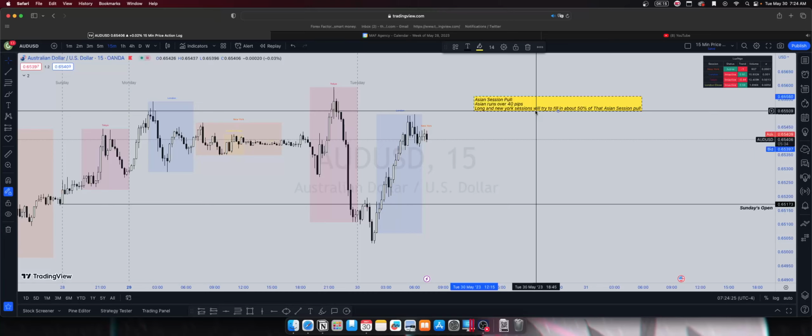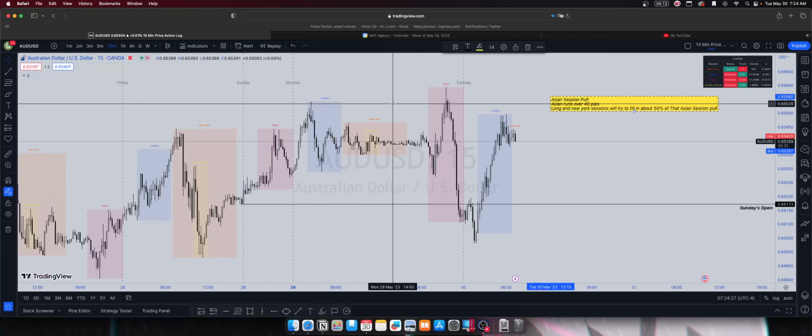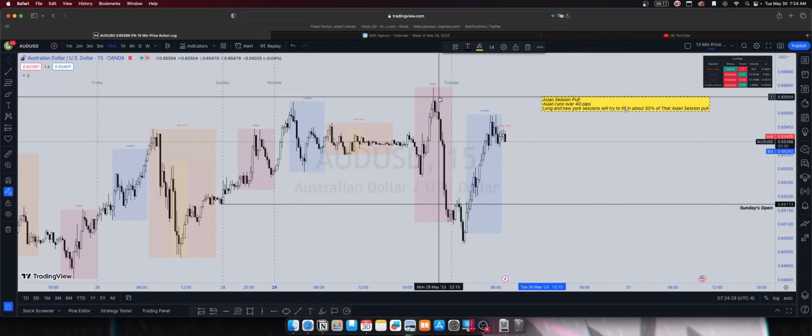The reason why Asian session pulls normally happen is to sweep some kind of liquidity that hasn't been swept, or correct something that was supposed to be corrected a while back, or that was supposed to happen. That's what I've noticed so far.